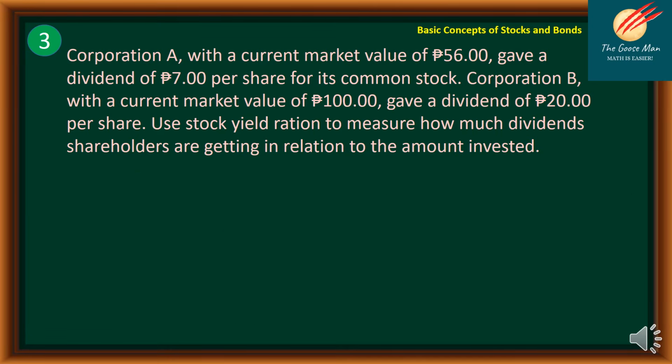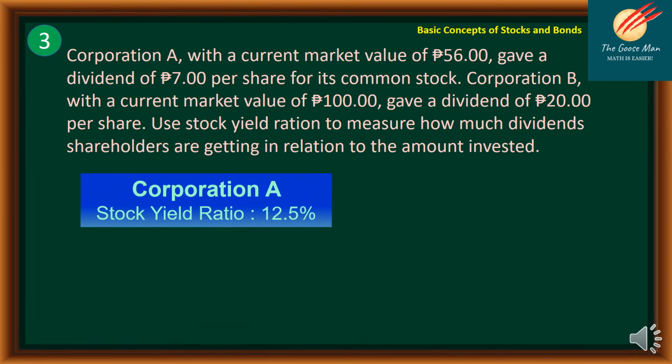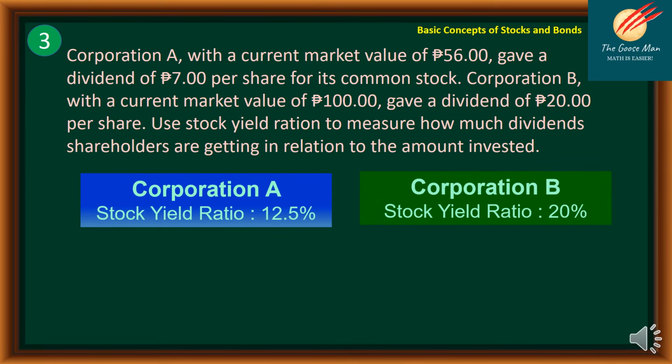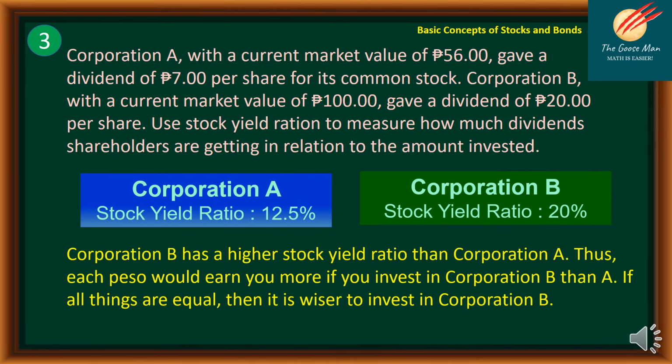So for us to have a clearer idea for Corporation A and Corporation B: for Corporation A, the stock yield ratio is 12.5%, while for Corporation B, the stock yield ratio is 20%. So as we can see on the table, Corporation B has higher stock yield ratio than Corporation A. Thus, each peso will earn you more if you invest in Corporation B than A. If all things are equal, then it is wiser to invest in Corporation B.